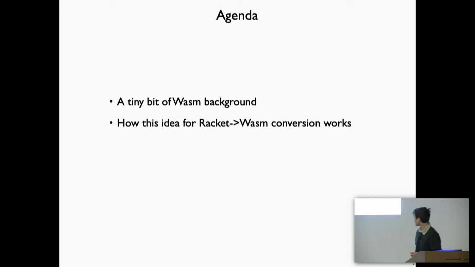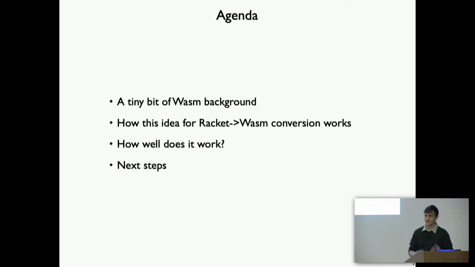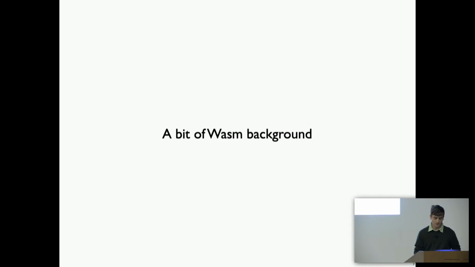How does this idea for Racket-to-Wasm conversion work? What are the technical details here? How well does it work? I'm going to present some initial benchmarking results, and then next steps, because a major goal of this talk is handing this over to the community, if people are interested in continuing along this line of research. It's not something that I'm actively working on anymore. So let's get started with a bit of Wasm background.